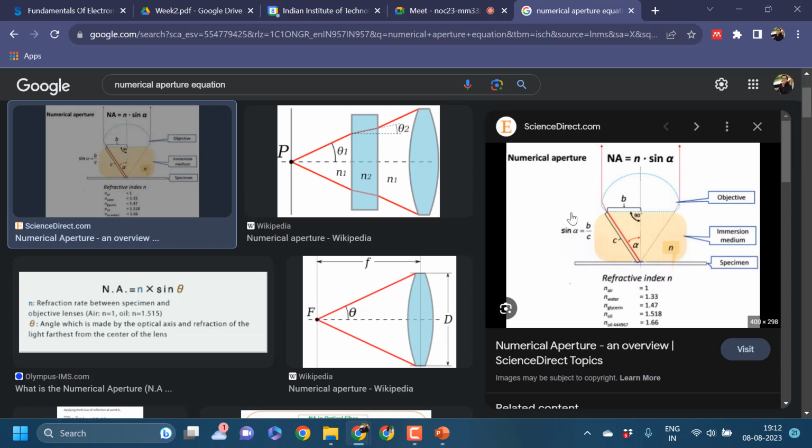Yeah. So here, can you see? This is the specimen, and this will be the oil or liquid or the medium, and the angle which is made by the incoming ray with the normal to the medium and the specimen will be alpha.